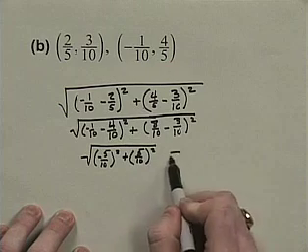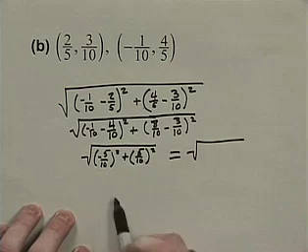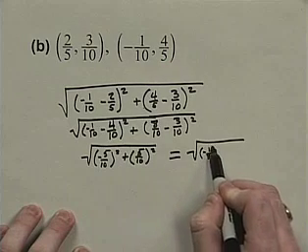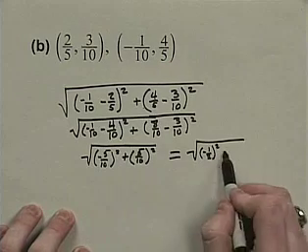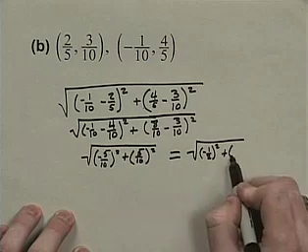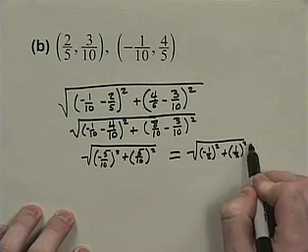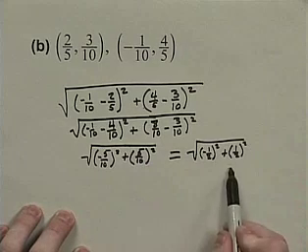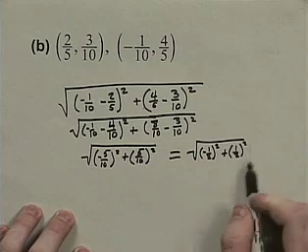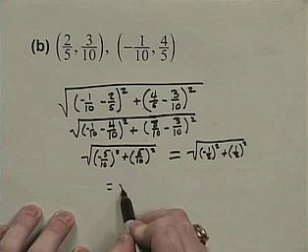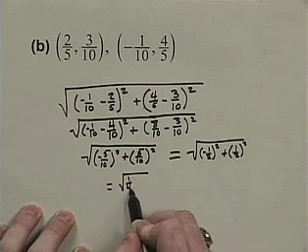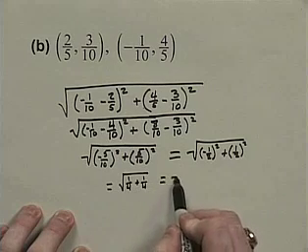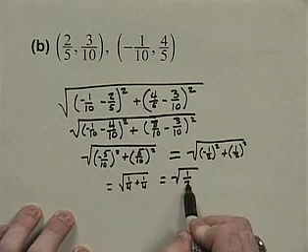Well, this right here you should see pretty immediately. Negative 5/10 is the same as negative 1/2, and we're squaring it, plus 5/10 is positive 1/2, squared. So 1/2 squared plus 1/2 squared, that's going to be 1/4 plus 1/4, or the square root of 1/2.